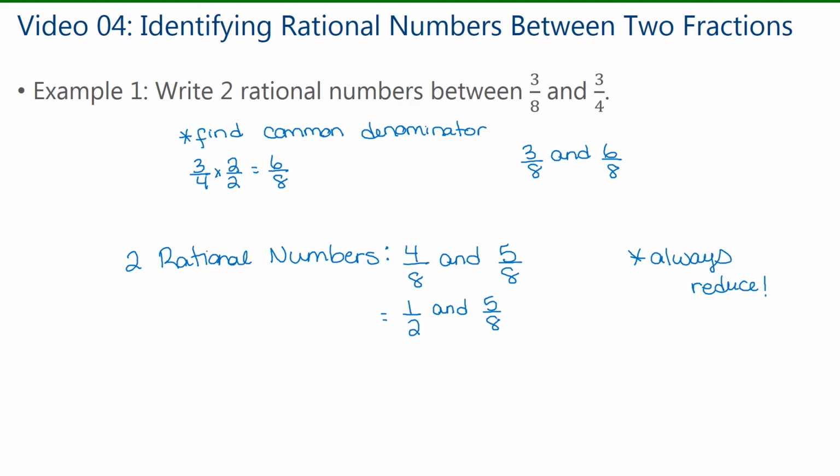Now, when we looked at decimals in the last video, we learned that there were an infinite number of rational numbers between any two given decimals. Well, the same applies for fractions. Between 3/8 and 3/4, there's an infinite number of fractions. This is just one process to find two such fractions.